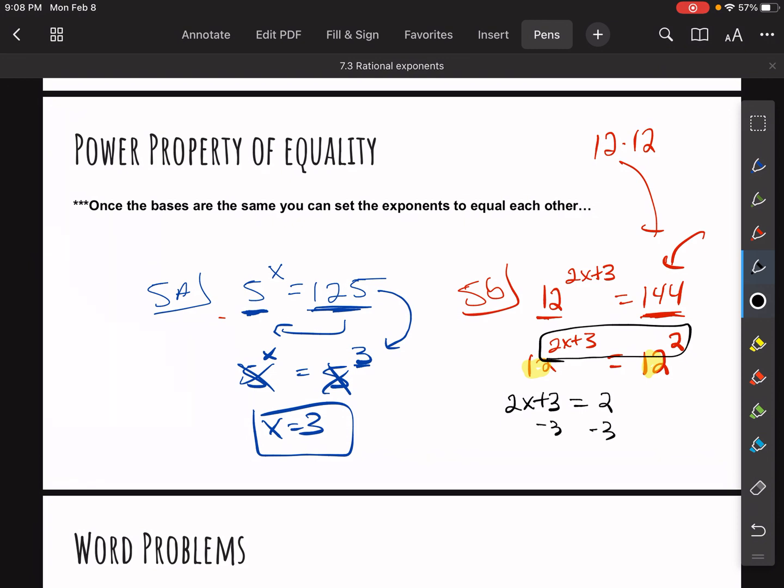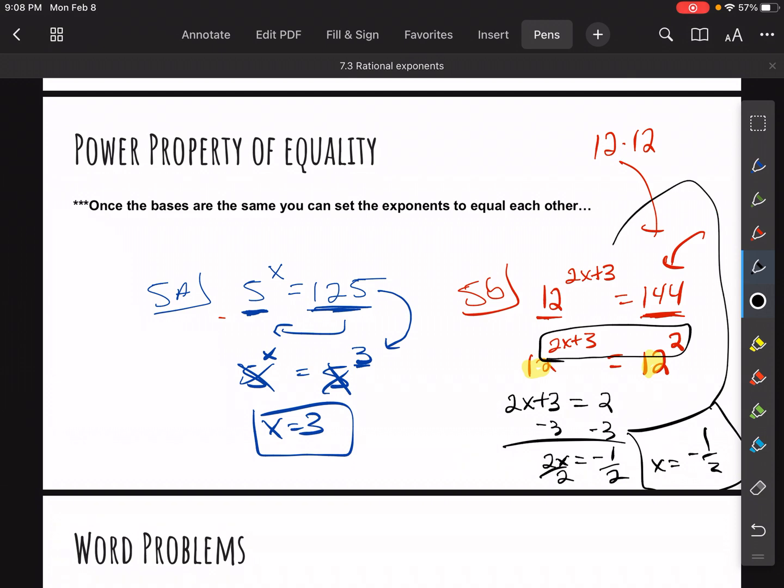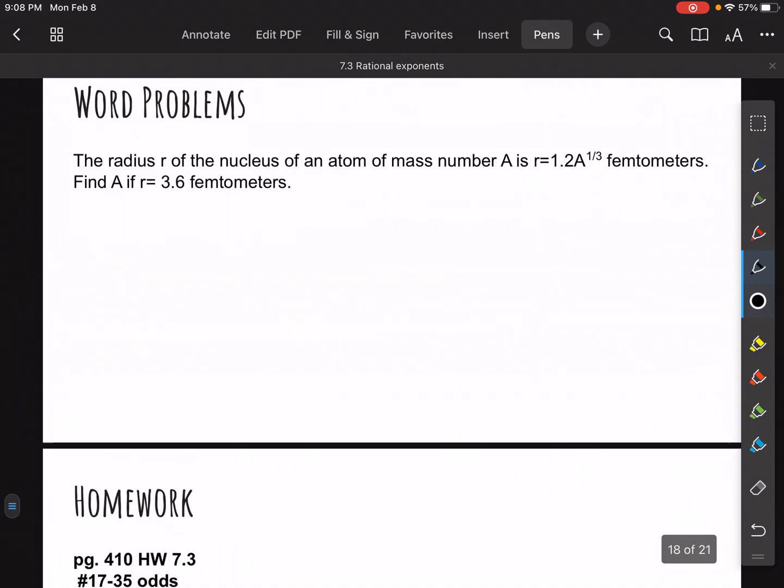Subtract 3 from both sides. Just doing some simple algebra now, I get 2x is equal to negative 1. Divide both sides by 2, and I get x is equal to negative 1/2. Okay, so for 5b, if I plug a negative 1/2 in there, that'll make this go to 2. 12 squared is equal to 144. So that's using your power property, which we'll probably have to play with a little bit more in class, but that's okay. At least get used to it for now.